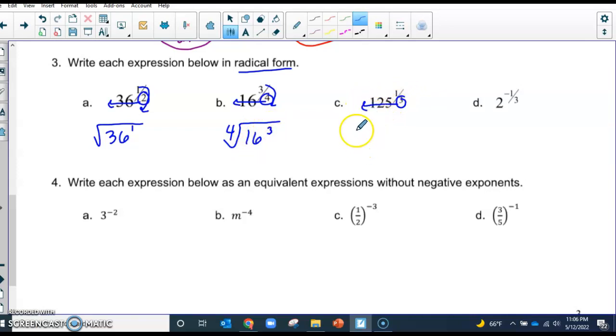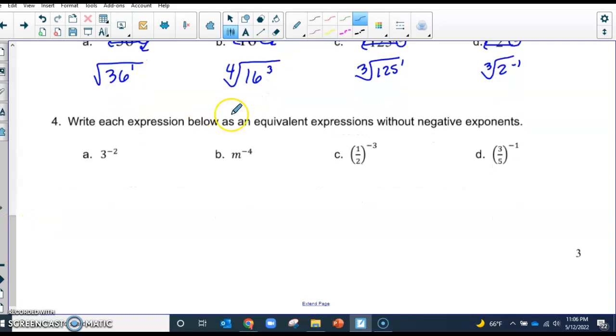This guy is coming out. This is going to be 3 root 125 to the 1st. Now this is a -1/3. So this is going to go out here. I'm going to have 3 root 2 to the -1.